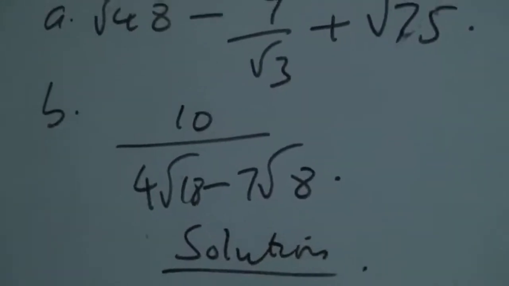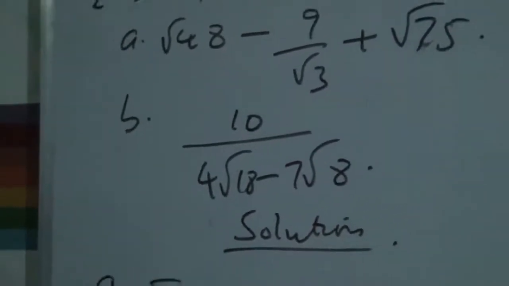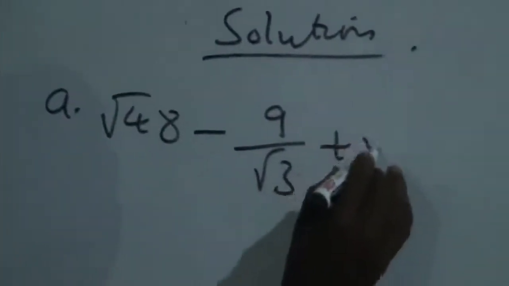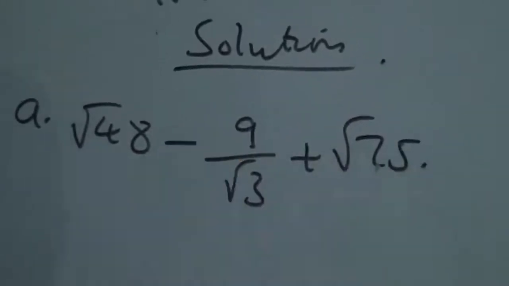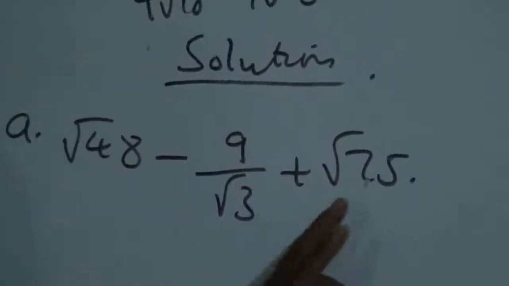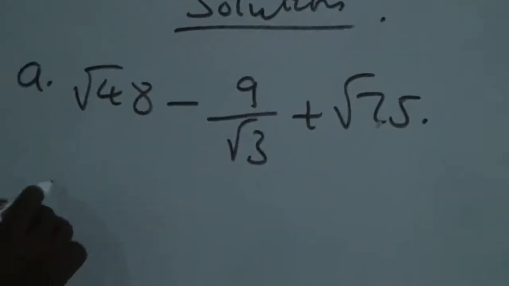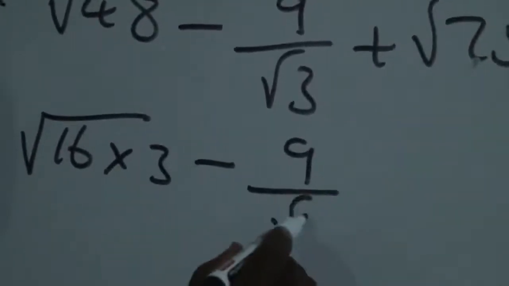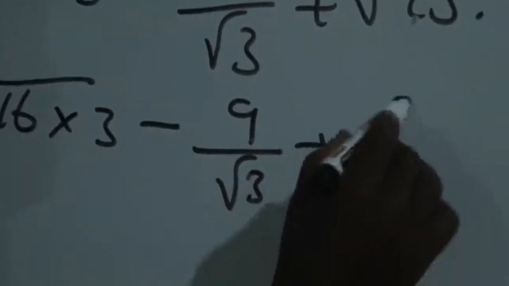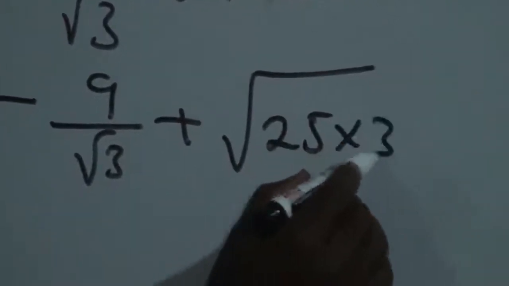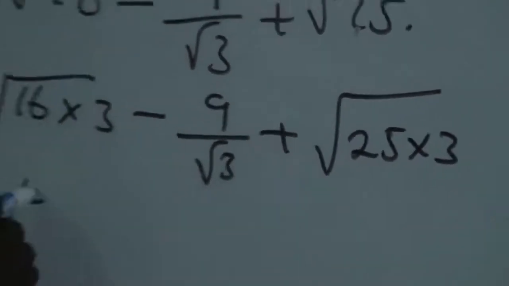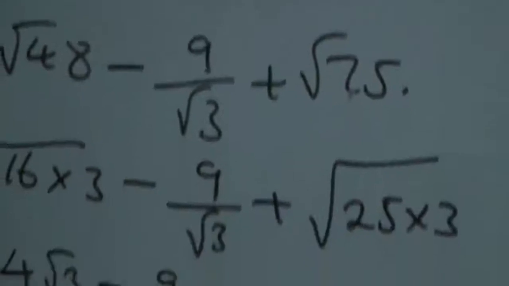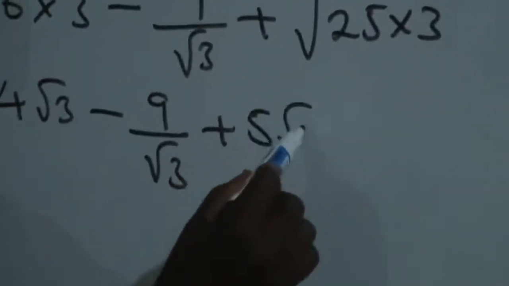Solution. Now, the first question here, we have (√48 − 9)/(√3) + √75. We first of all express √48 and √75 in the basic form. 48 is 16 times 3, and 75 is 25 times 3. The root of 16 is 4, so you have 4√3 − 9 all over √3, plus the root of 25 is 5, so we have 5√3.